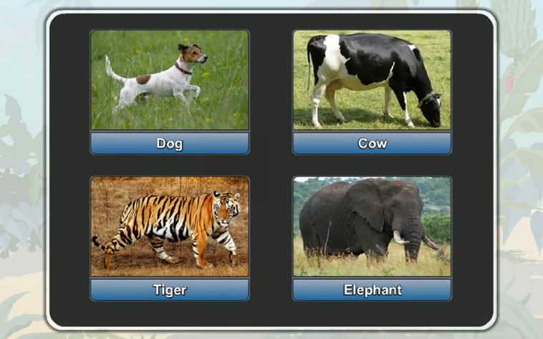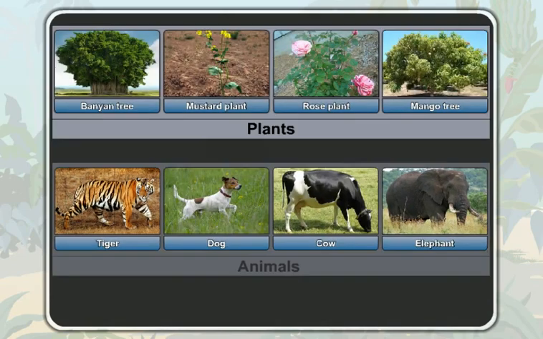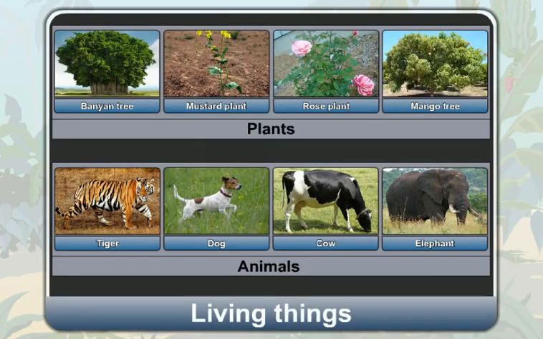Animals like a dog, a cow, a tiger, and an elephant are also living things. All the plants and animals are living things.